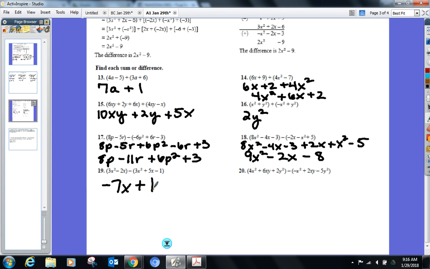Got a winner. Anybody want to see it? Let's talk. I have no problem going over how to see it. Change all your signs inside. The 3x squareds cancel each other out. Negative 2 and negative 5 give you that negative 7. And then you couldn't do anything with the positive 1.